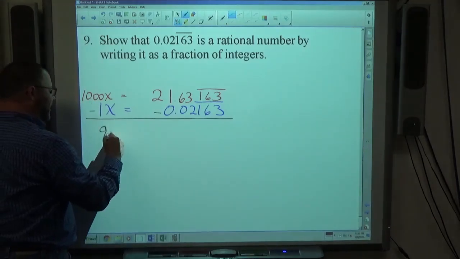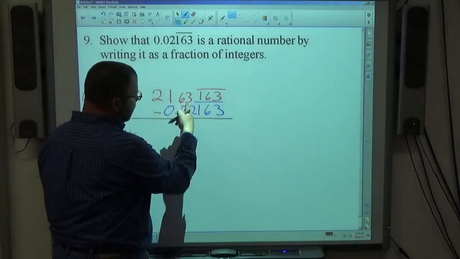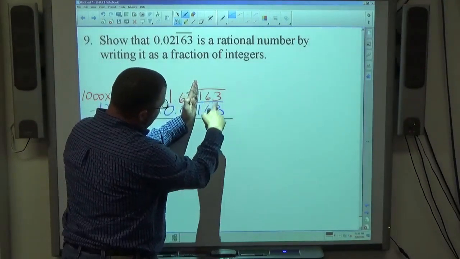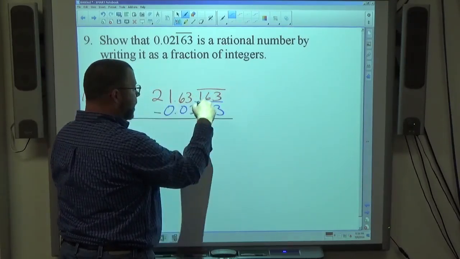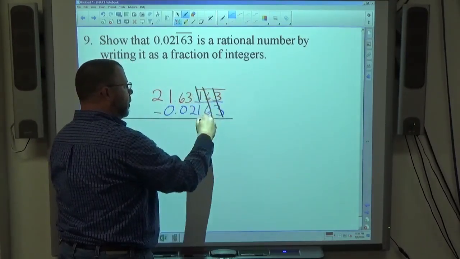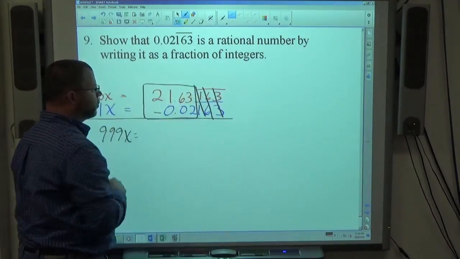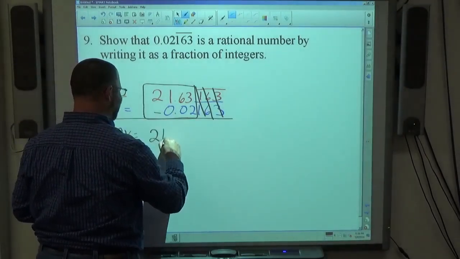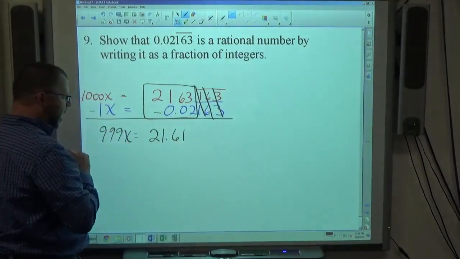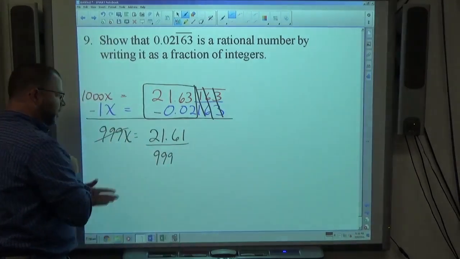1,000x minus 1x makes 999x. Over here, tenths, hundredths, and then the thousands, 10,000s, 100,000s place all line up with the same number. So subtract all the way to infinity, all the way to infinity, all the way to infinity, all those cancel. What's left is just this really basic subtraction of decimals. 21.63 minus 0.02 is 21.61. And if I divide both sides by 999, there's my answer.